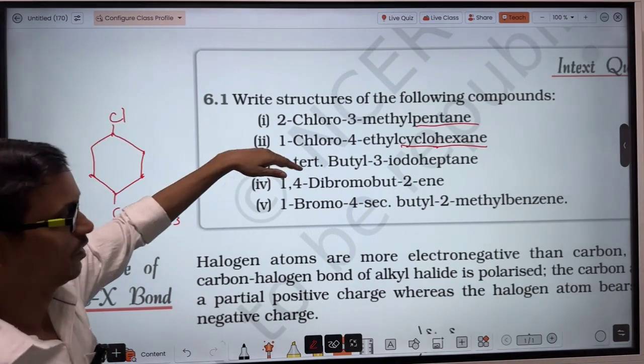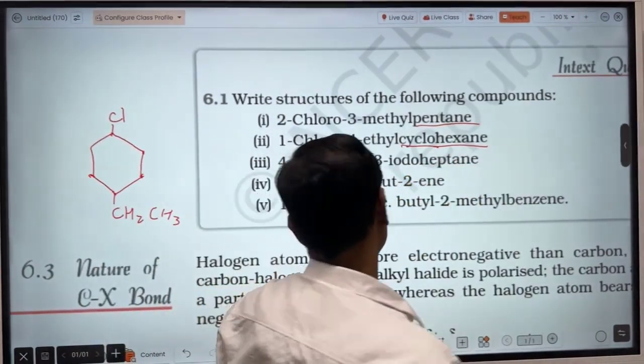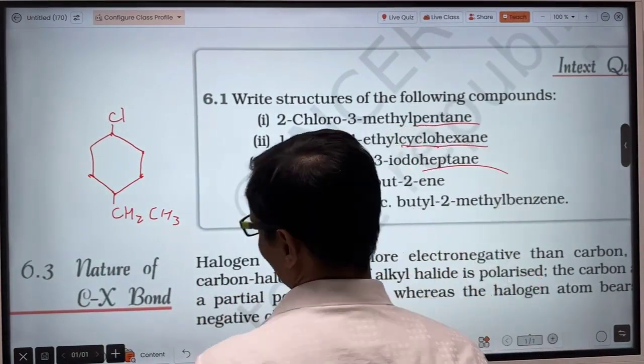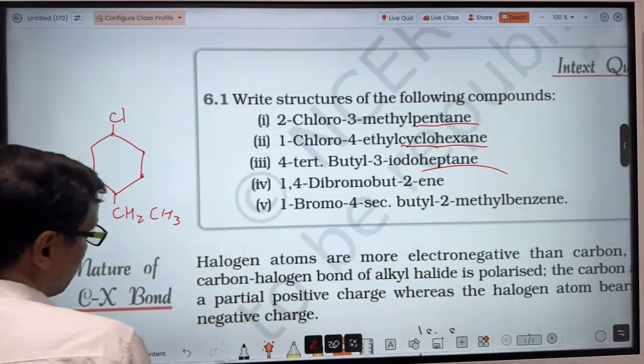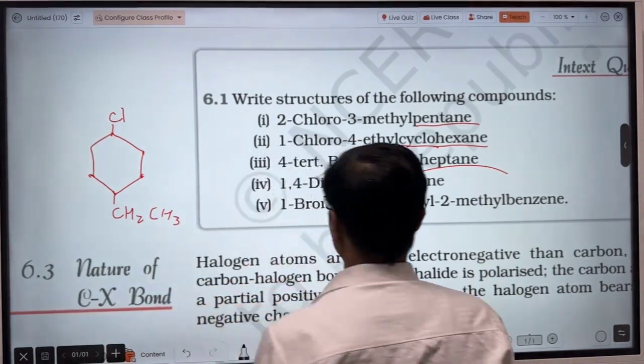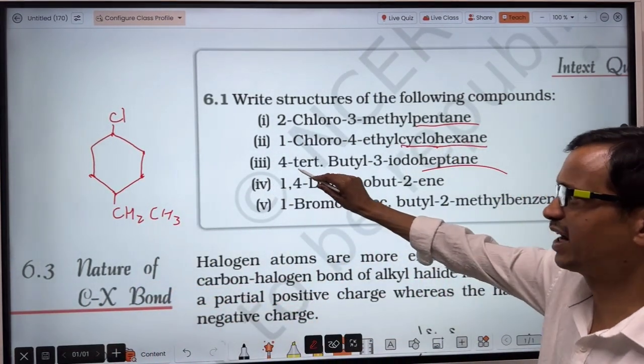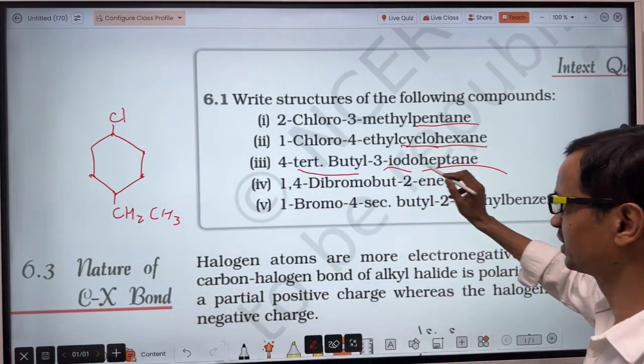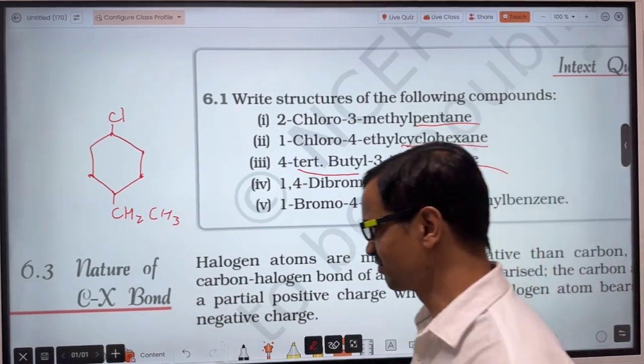Now next, 4 tertiary butyl, 3 iodoheptane. Here it is heptane, not cycloheptane, so the main chain will be of 7 carbons. At fourth position we will have to draw tertiary butyl and at third position iodine. So very simple here.